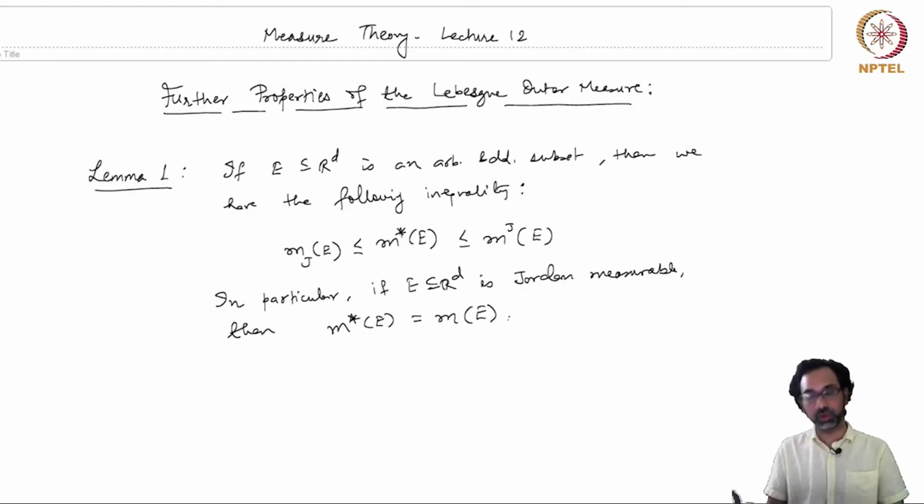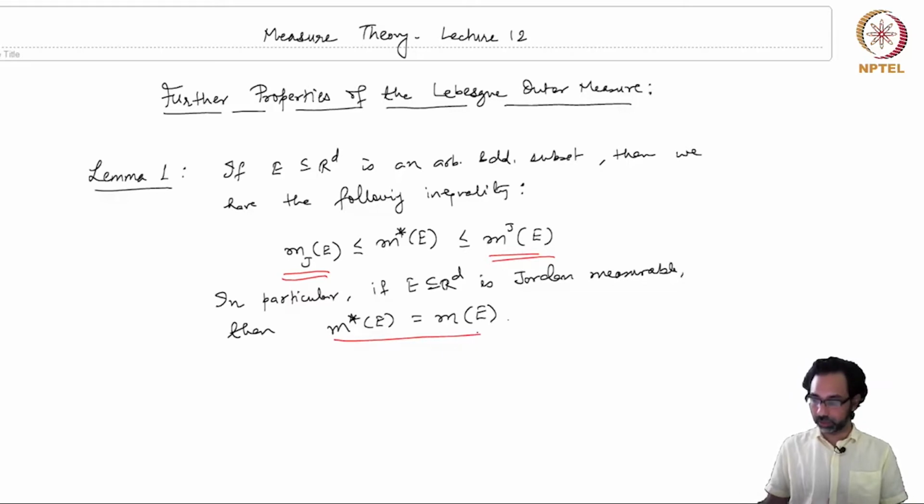So this also holds for elementary sets, because elementary sets are Jordan measurable. With this inequality we can deduce, because if E is Jordan measurable, then these two things, the inner and outer Jordan measures, are equal, and so we have an equality with the Lebesgue outer measure. Okay, so let's try to show this result.